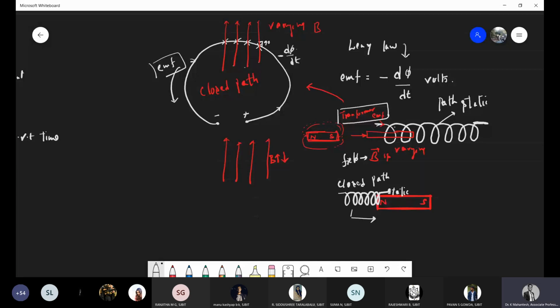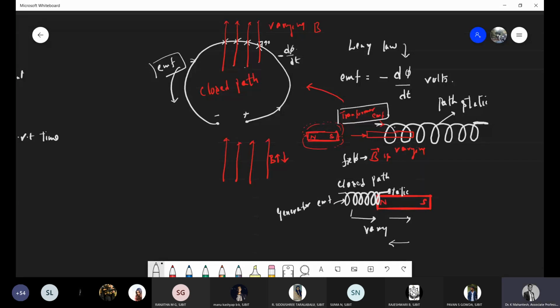I will vary this now. I'll vary this closed path inside and out of this magnetic field. So here in this case, again the EMF will be induced on the surface of this coil. So I'll induce an EMF. So here EMF will be induced, and this EMF I'll call it as generator EMF.